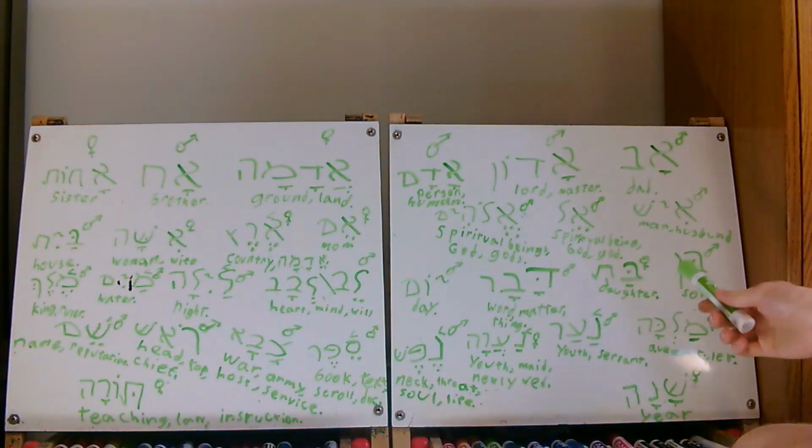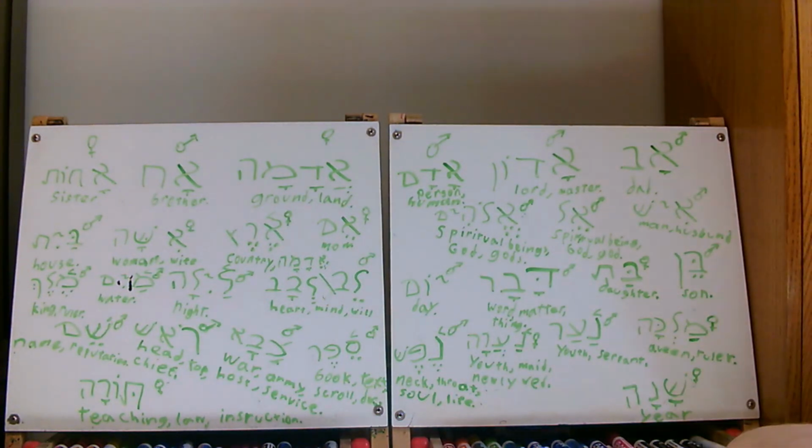Anyway, so ish means man or husband. And el means spiritual being, like it can refer to angels or demons. But it also is often used to refer to God himself. And it's also used to refer to false gods. And I wrote its plural as a separate word because it is irregular. It is Elohim. It's spiritual beings such as angels or demons, or it could be false gods, or it also refers to God himself. God is often referred to as a plural.